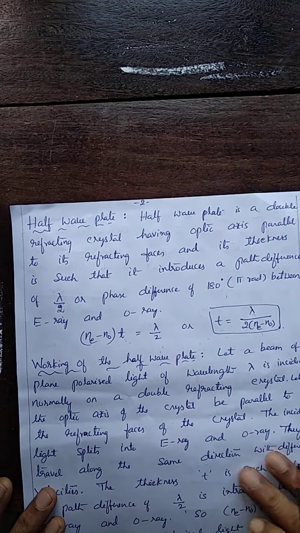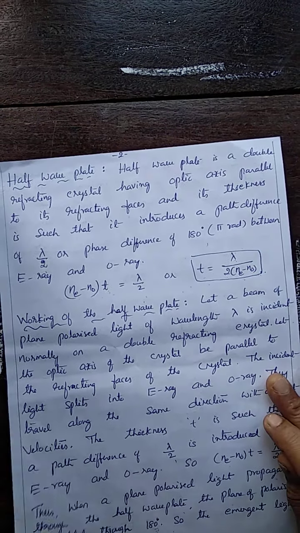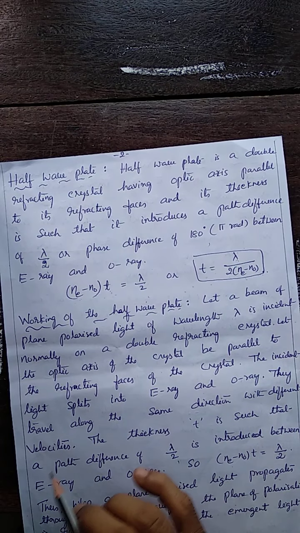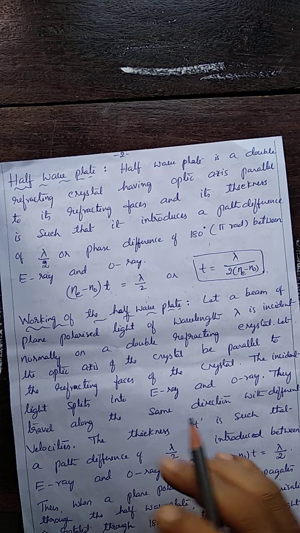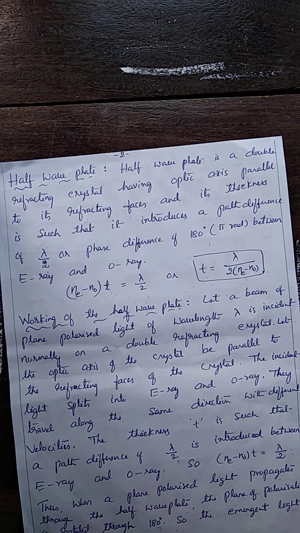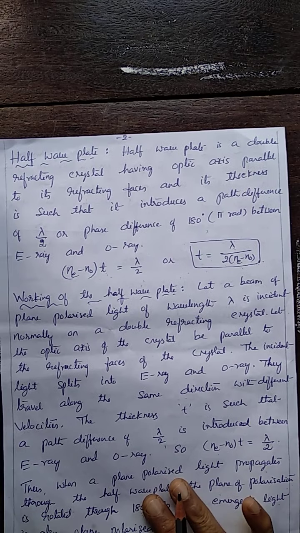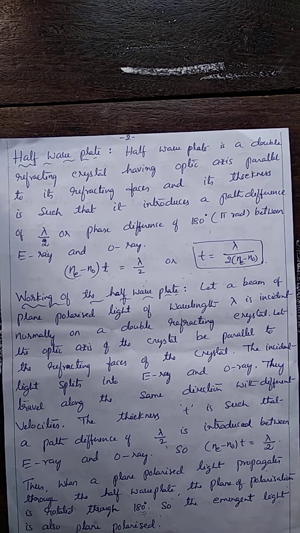The half wave plate working is the same as that of the quarter wave plate. The same thing here, the incident plane polarized beam splits as E ray and O ray. They travel along the same direction but with different velocity. The thickness of the plate is such that the path difference is lambda by 2. And what is the use of this half wave plate? Half wave plate produces a plane polarized beam again from a plane polarized one.